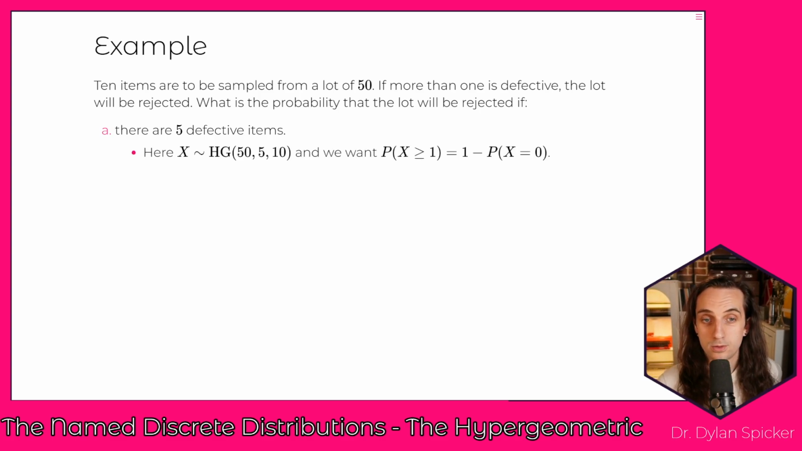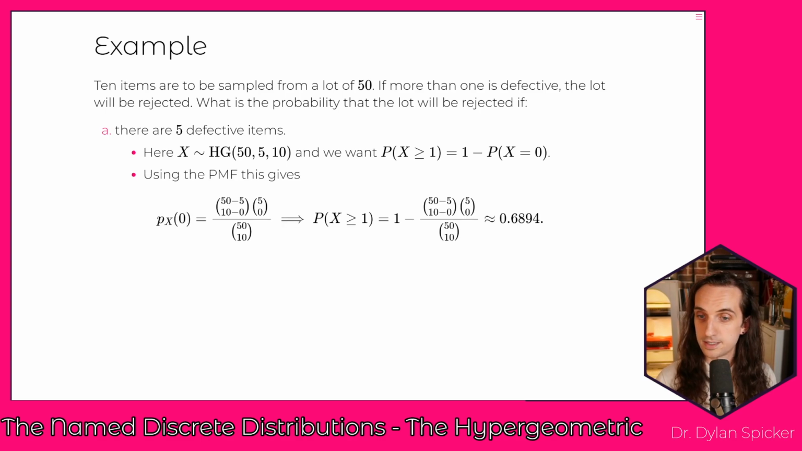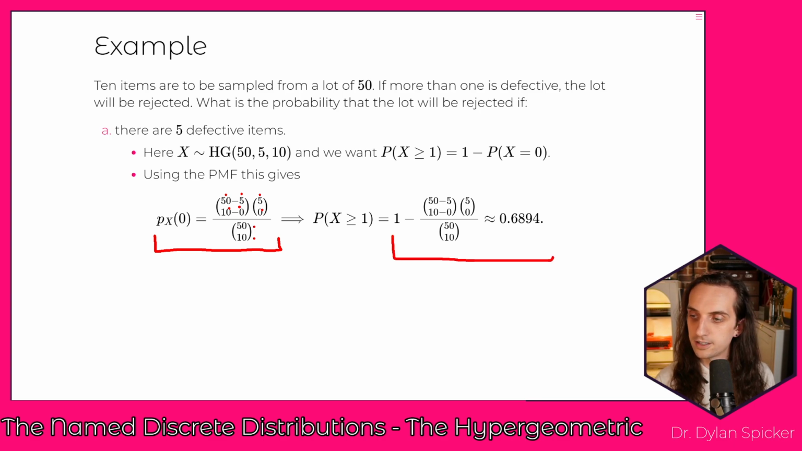X is hypergeometric with a total of 50, a total of the defective of 5, and sample size of 10. So we're going to solve for 1 minus the probability that x is equal to 0. Using the PMF, if we plug everything into the PMF, we get 50 minus 5 choose 10 minus 0, times 5 choose 0, over 50 choose 10, right? But we don't just want the PMF at 0. What we want is actually 1 minus this value, and so that's 0.6894.